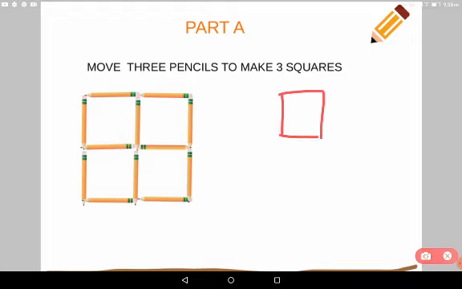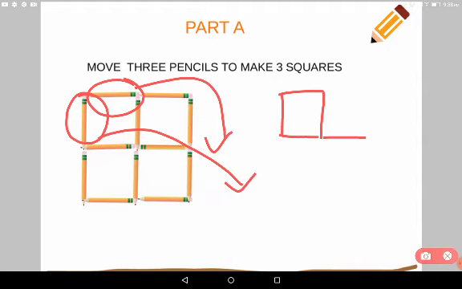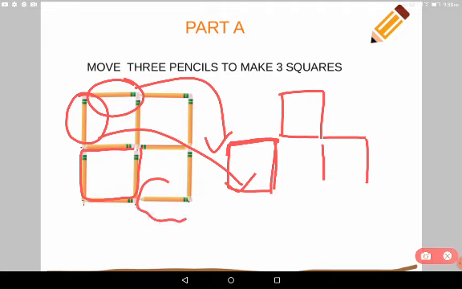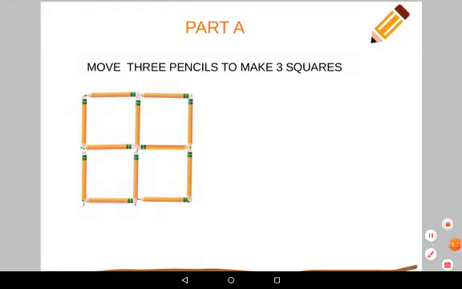One is here, right? I am taking this one and moving it over here. And this will make this. And I am taking this one and moving out here again, and this will make this, and the next one will be, I'm not moving this square. Okay, and yes, we need to move one more pencil, and that will be this. So I will take it here. So what I made is 3 squares.